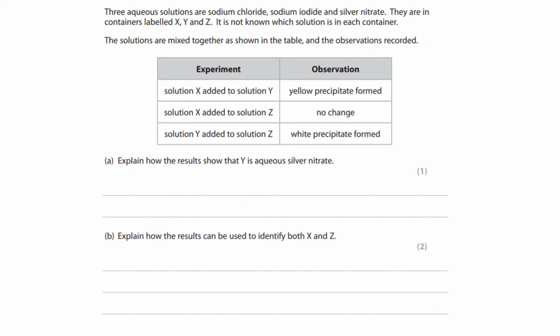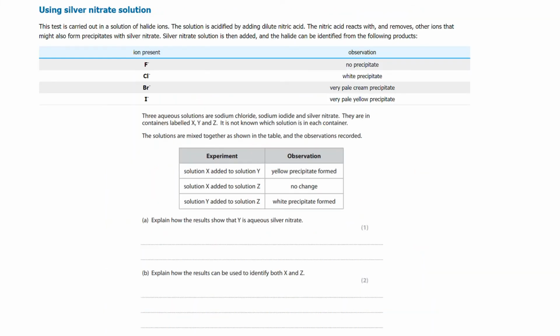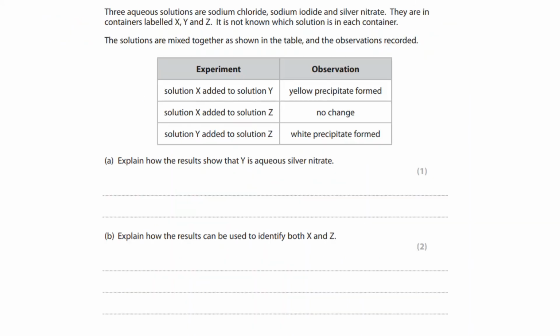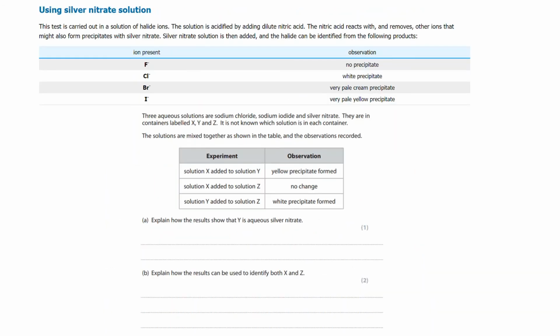Explain how the results can be used to identify both X and Z. Now, if it's yellow precipitate, it must be iodide. Yep, if it's pale yellow, it must be iodide. So if it's yellow, it's iodide. If it's white, it will be chloride. So white, it will be chloride.